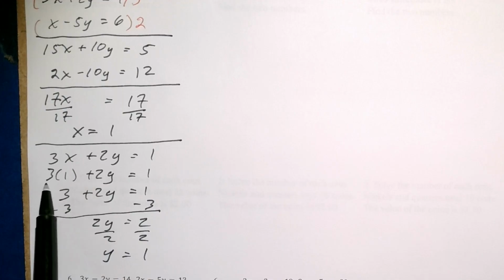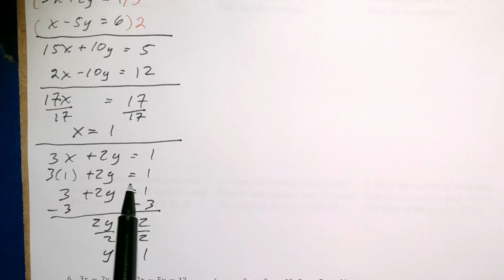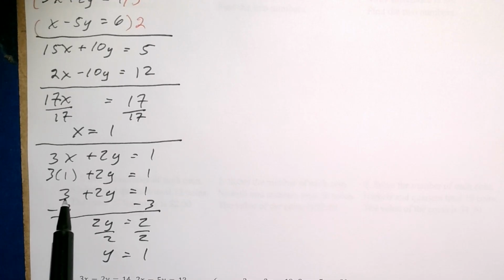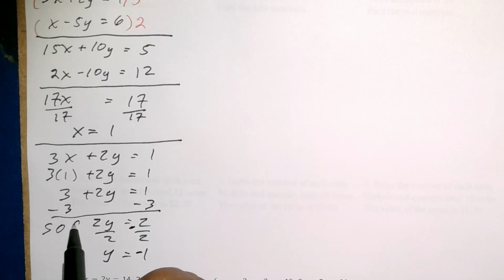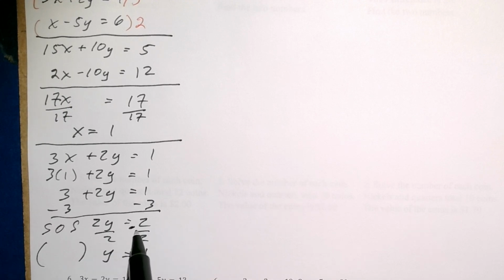substituting 1 for x gives me 3 times 1 plus 2y equals 1. 3 times 1 is 3, plus 2y equals 1. I subtract 3 from both sides. I get 2y equals, oops, that should be a negative 2. I'm glad I stopped. Negative 2. And so divide by 2 on both sides, and I'll get y equals negative 1. Okay. Now, the solution of my system will be x is 1 and y is negative 1.